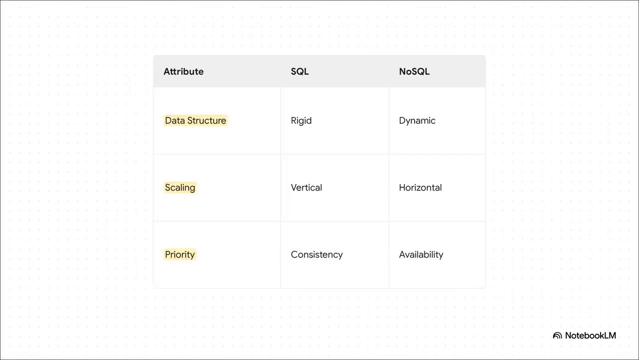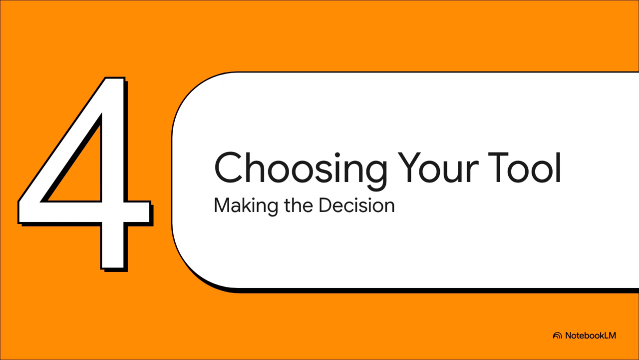So it all comes down to this. With SQL, you're choosing that rigid structure, vertical scaling, and rock-solid consistency. With NoSQL, you're choosing a dynamic structure, horizontal scaling, and high availability. You have to decide which of those bundles is more critical for what you're trying to build. So with these trade-offs staring you in the face, how do you actually make the right call? How do you pick the right tool for your specific project?